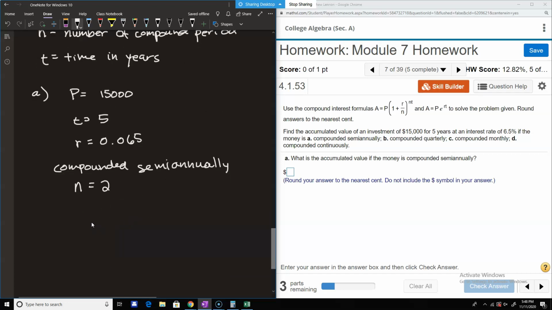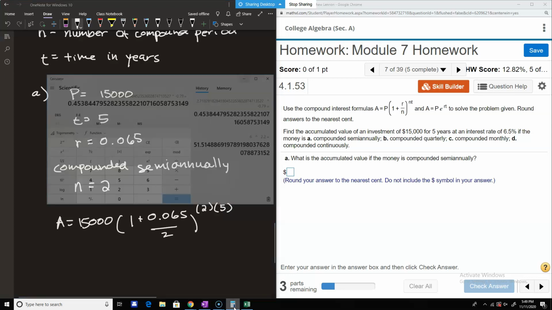So then from there, it's really pretty easy. You have all your numbers. You just need to plug everything into your calculator. So we have A is equal to this 15,000 times 1 plus 0.065 over 2 raised to the 2 times the time in years, which is 5. I don't want people to think that's 2.5, so I'll do 2 times 5. Okay, so we have our calculator. Let's type that in and see what that will be.